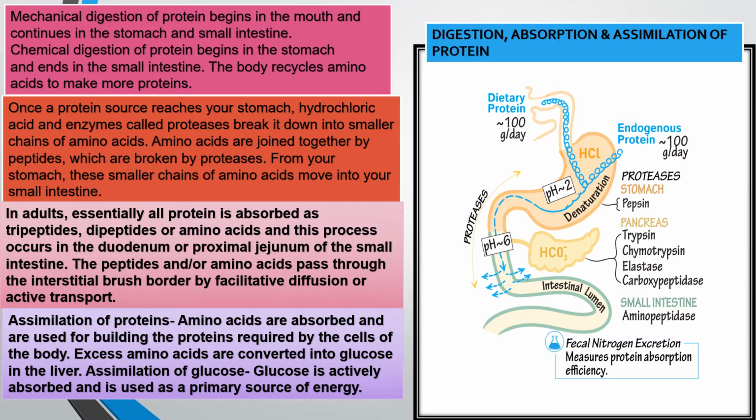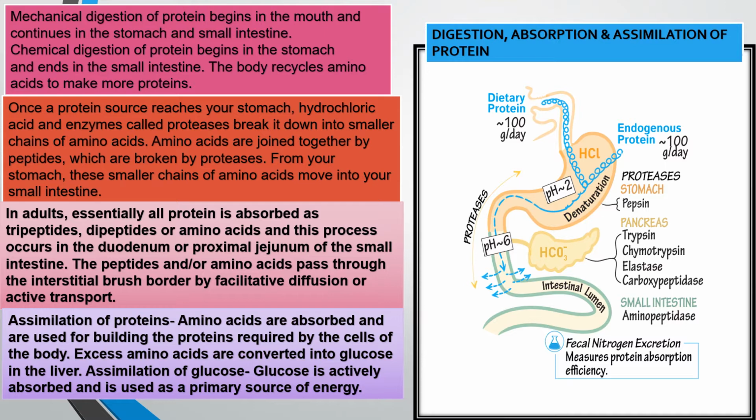In adults, essentially all protein is absorbed as tripeptides, dipeptides or amino acids, and this process occurs in the duodenum or proximal jejunum of the small intestine. The peptides and/or amino acids pass through the intestinal brush border by facilitated diffusion or active transport. And with this, absorption of protein ends here. Now the last step is assimilation of proteins. Amino acids are absorbed and are used for building the proteins required by the cells of the body.